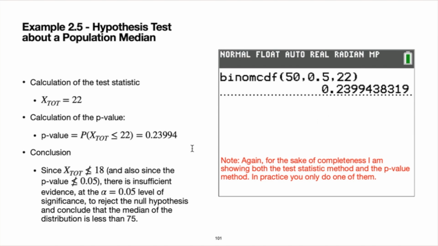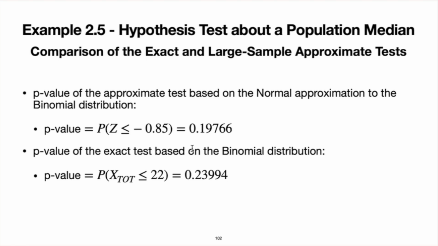In drawing the conclusion, we can say since the test statistic x tot is not less than or equal to 18, or equivalently, since the p-value is not less than or equal to 0.05, there is insufficient evidence at the 0.05 level of significance to reject the null hypothesis and conclude that the median of the distribution is less than 75. So qualitatively, in this case, we're drawing the same conclusion as in the large sample test. But we do see that there are differences.